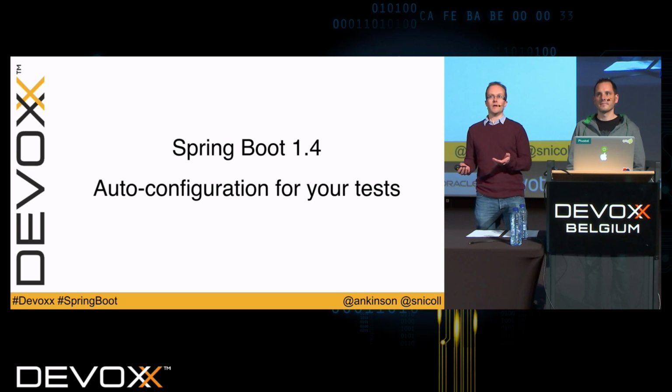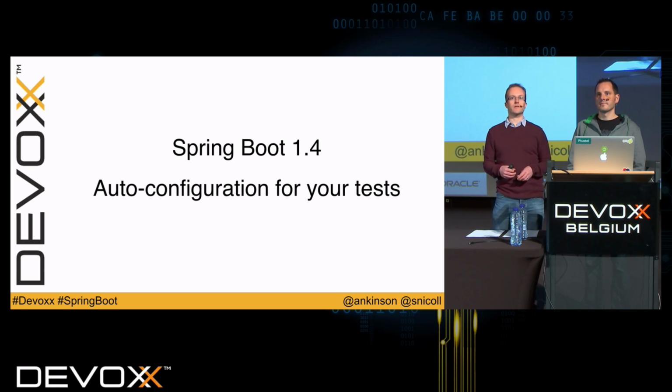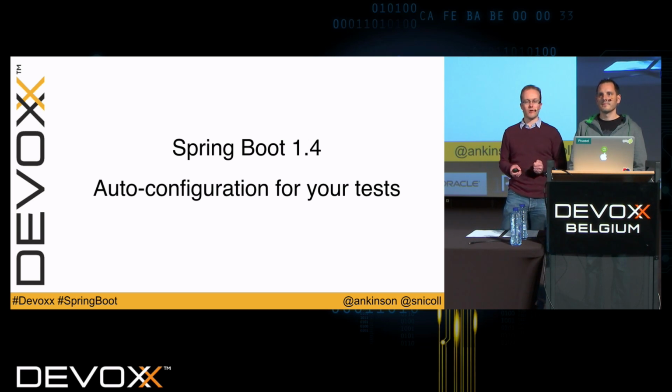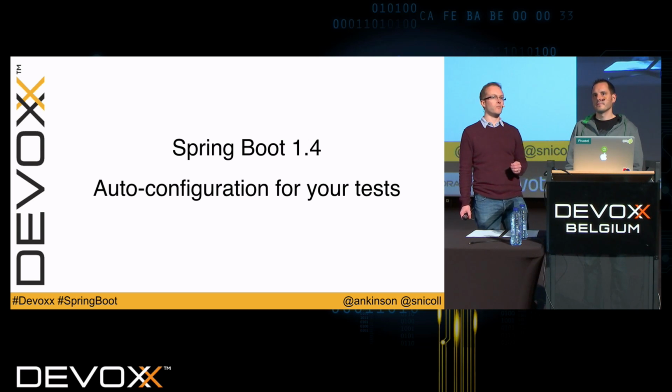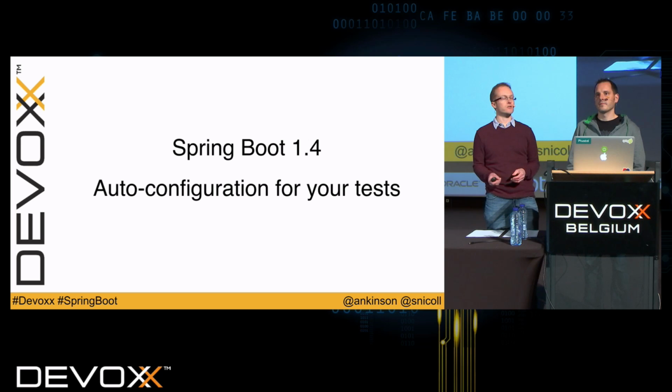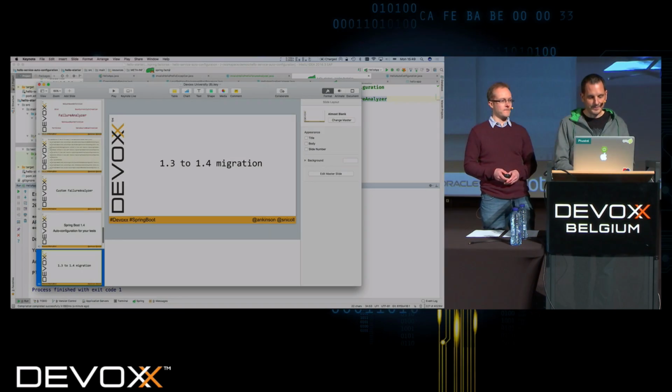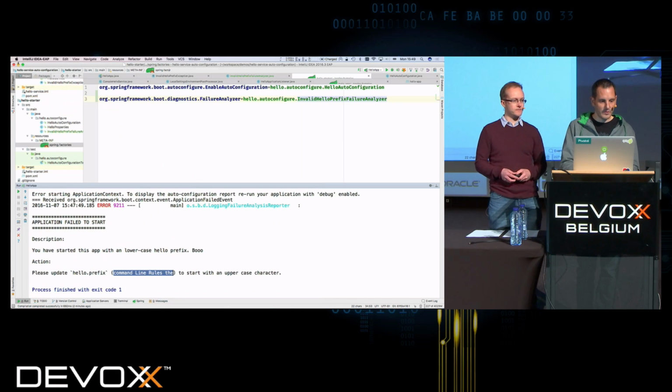So it helps you reduce the amount of boilerplate and lets you focus on actually testing your business logic rather than setting stuff up to test your business logic. So the way we're going to demo that is we've got an existing Spring Boot app that is using Spring Boot 1.3, and we're going to walk you through migrating it to use Spring Boot 1.4 and take advantage of some of the new features. Okay, so we can get rid of that.